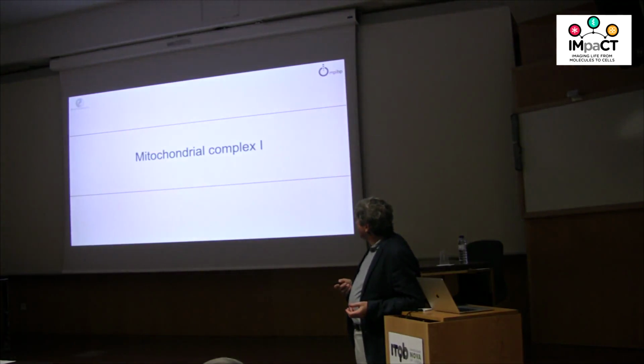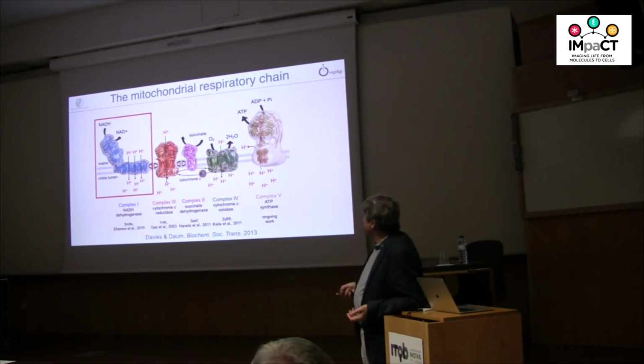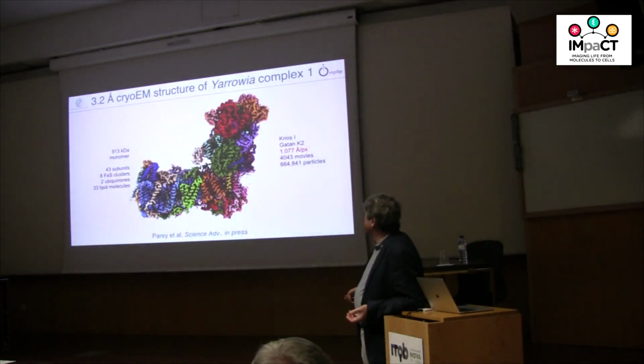Right, I need to move on. Mitochondrial complex 1, I'll just move through this very quickly. This is, as you all know, the respiratory chain. Complex 1 is the first, pumps most of the protons, so that they can be converted by the ATP synthase into ATP. And this is, I think, probably now available online, maybe since last week, the 3.2 angstrom structure of a yeast complex 1, with all 43 subunits, and lipids, which we were particularly interested in. I won't go into every detail, but the lipid structure is quite interesting.